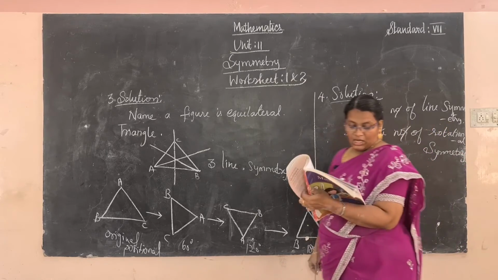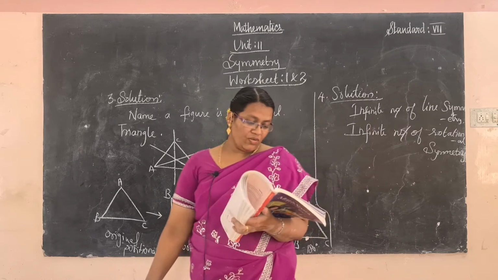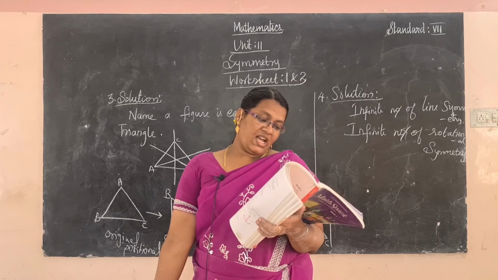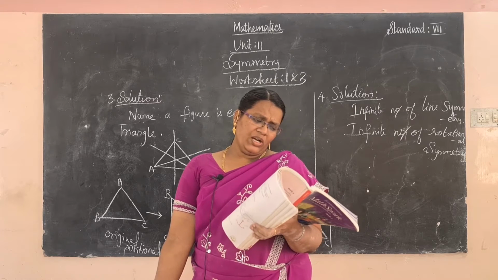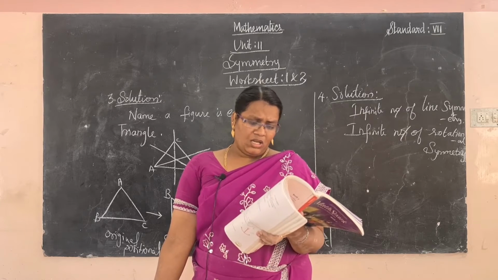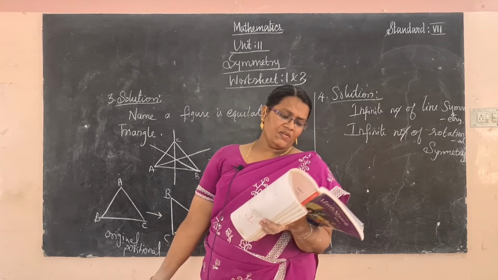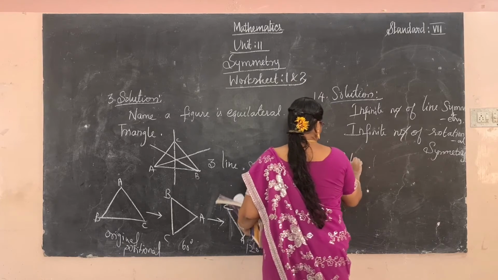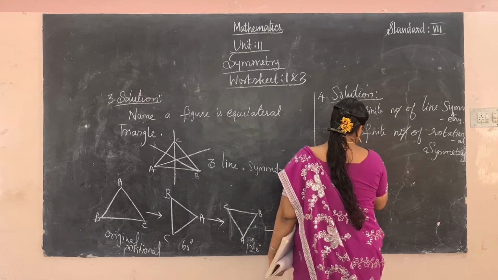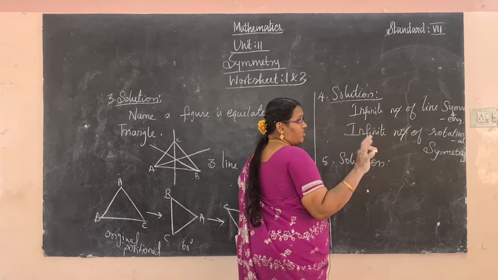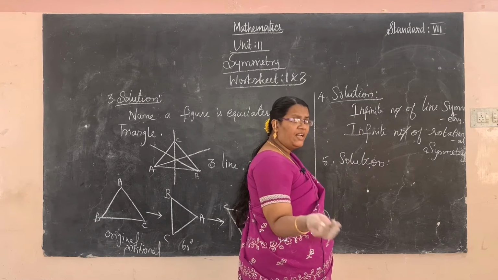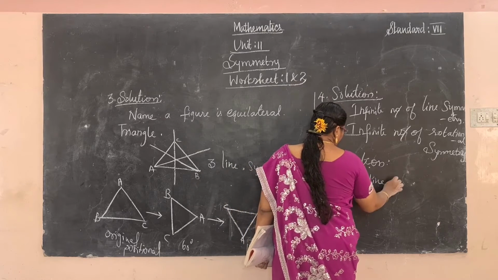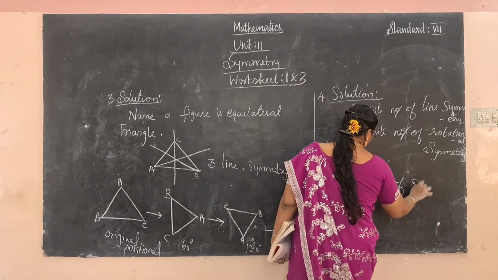Fifth one: how many lines of symmetry will a regular polygon of n sides have? A regular polygon with n sides has n lines of symmetry. So the fifth answer is n lines of symmetry.